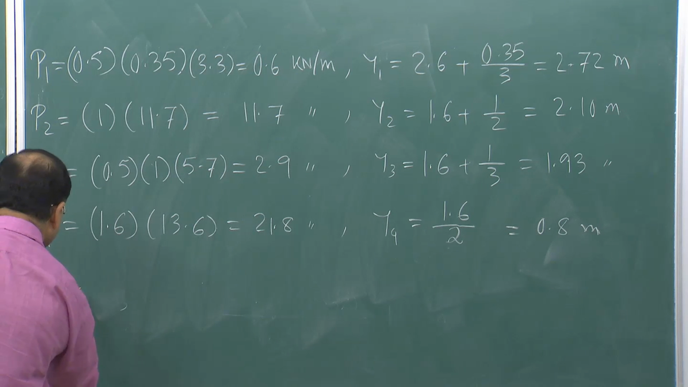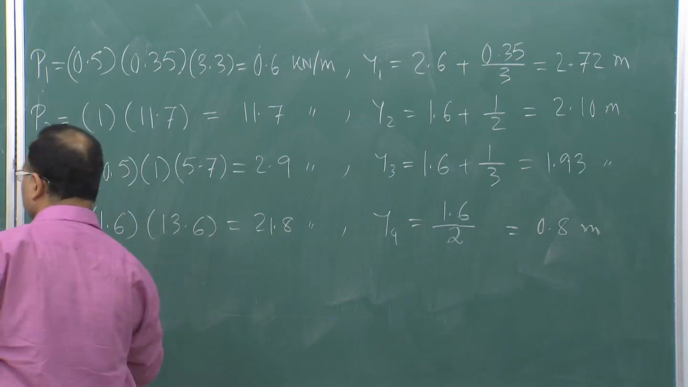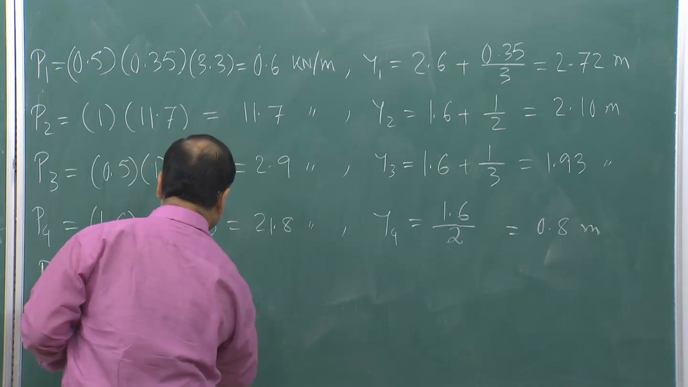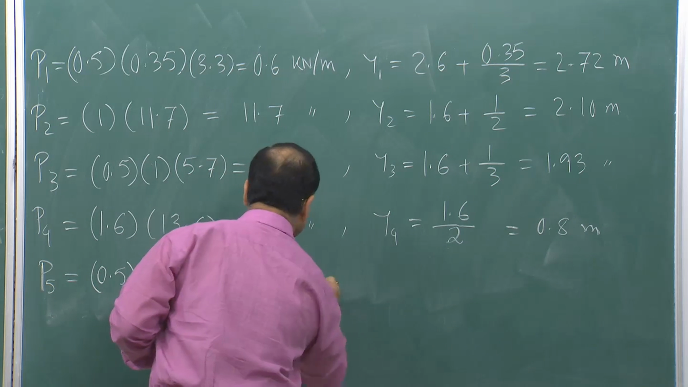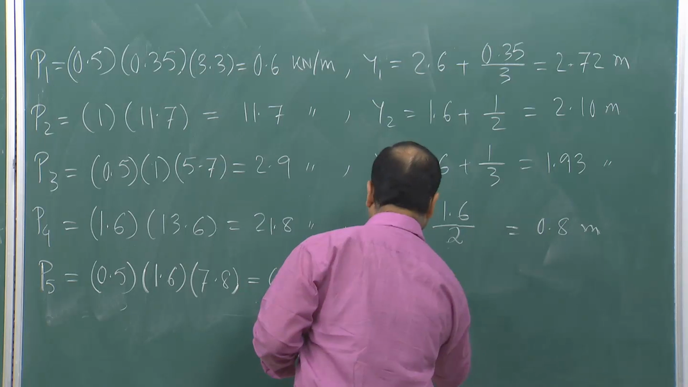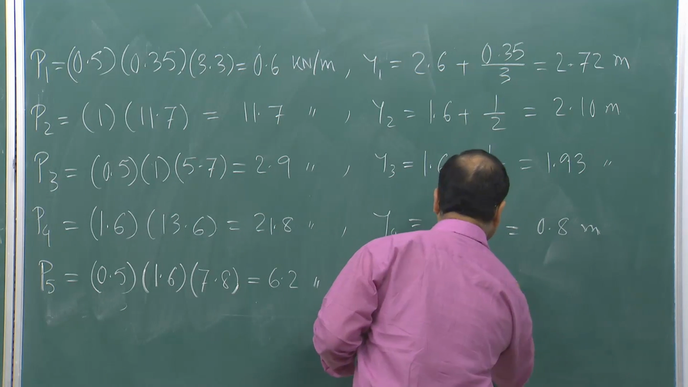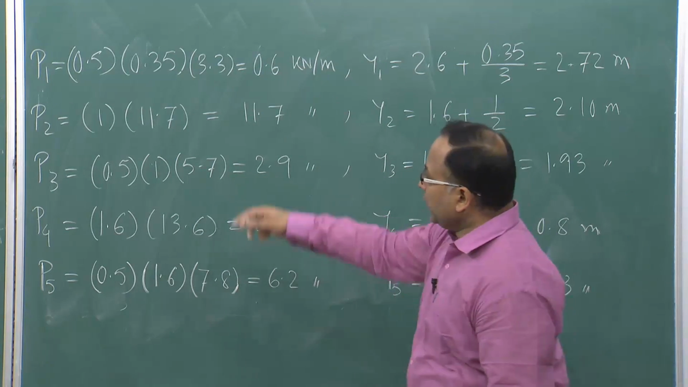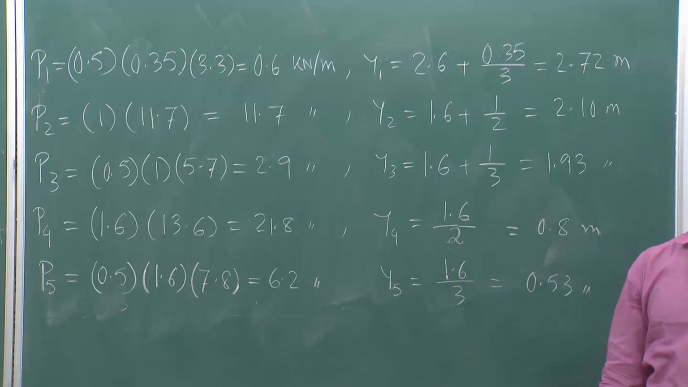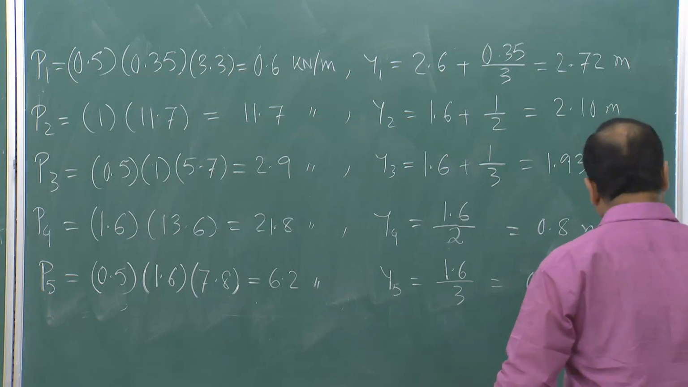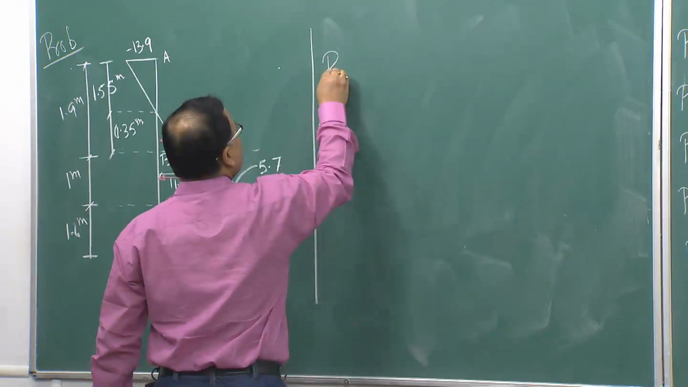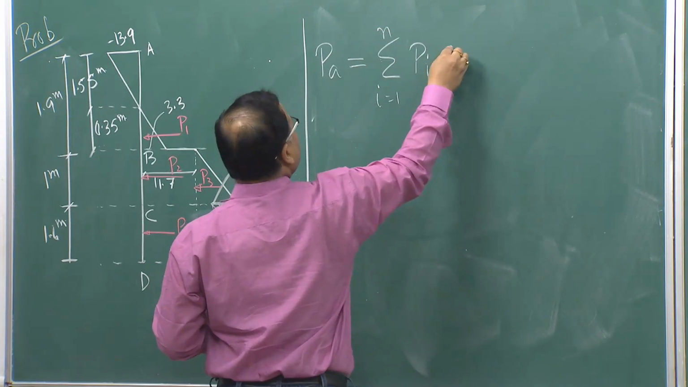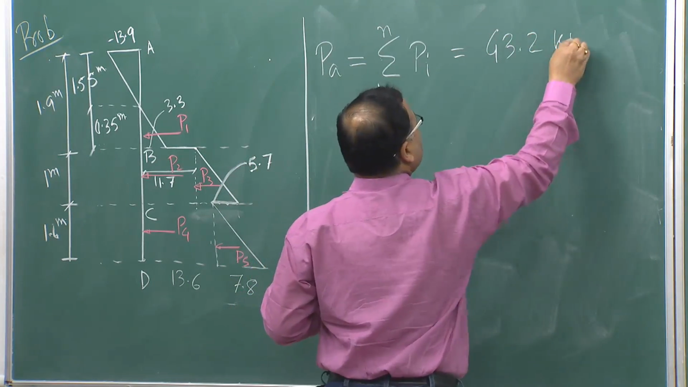And finally, P5 is equal to the area under this last triangle, 0.5 into 1.6 into 7.8, which is equal to 6.2 kilonewton per meter run, and Y5 is equal to 1.6 by 3, which is equal to 0.53 meter. So, we have got all the forces and we have got all the locations, or the point of application, of each force, right. So, I can calculate the total thrust Pa, which is nothing but summation of Pi, i equal to 1 to n, which gives me 43.2 kilonewton per meter run.